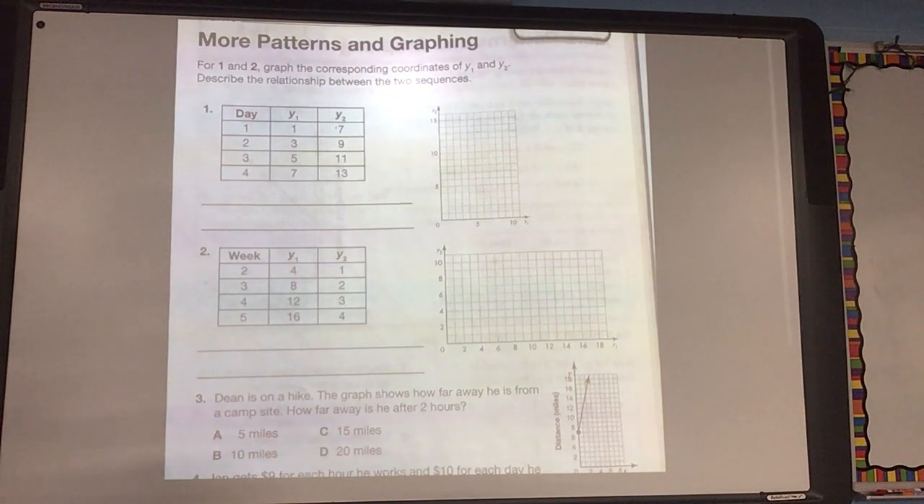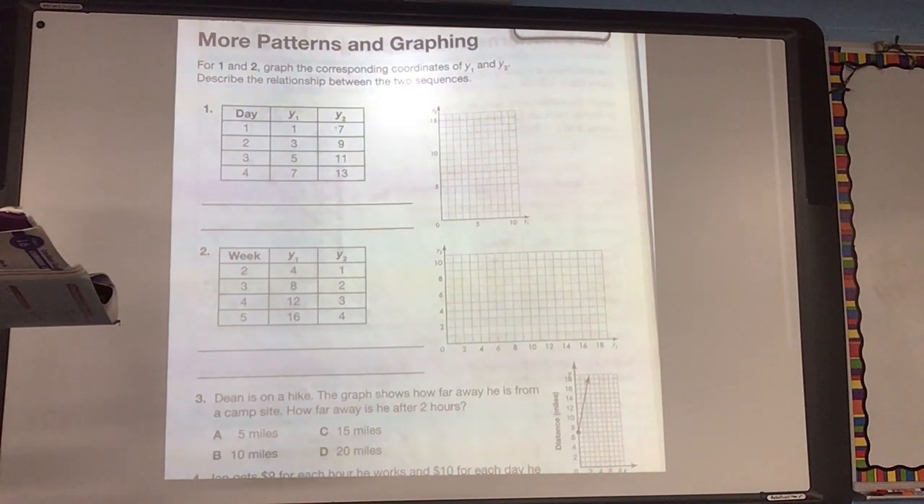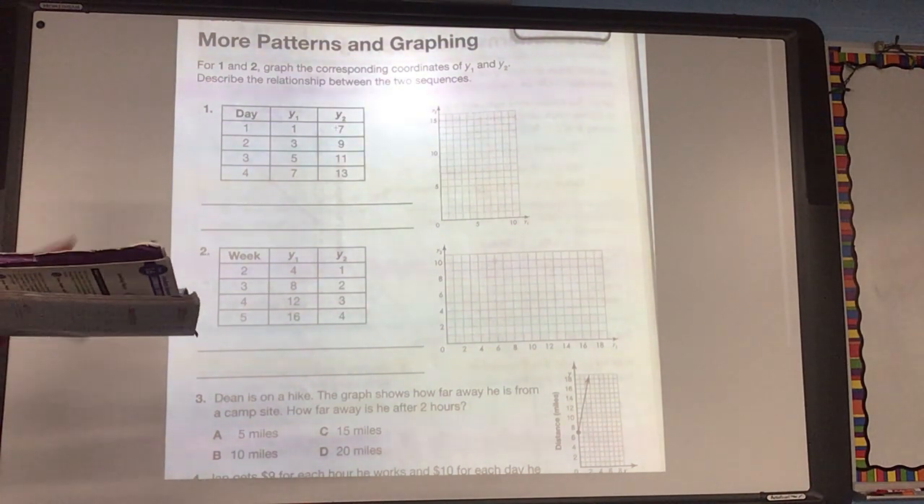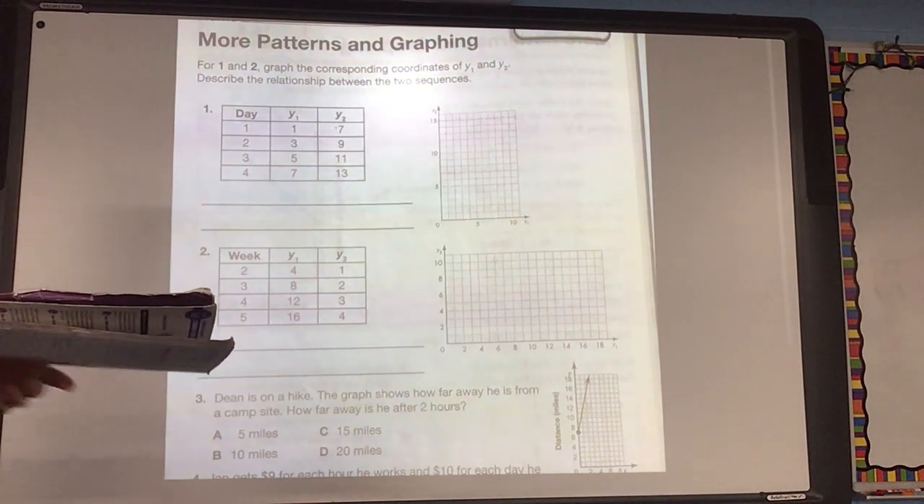Ladies and gentlemen, I just gave you an answer. I would probably jot it down on your homework right now. I just gave you an answer. Some people are staring at me awkwardly. I know what you mean. Okay, y2 is always 6 greater than y1.